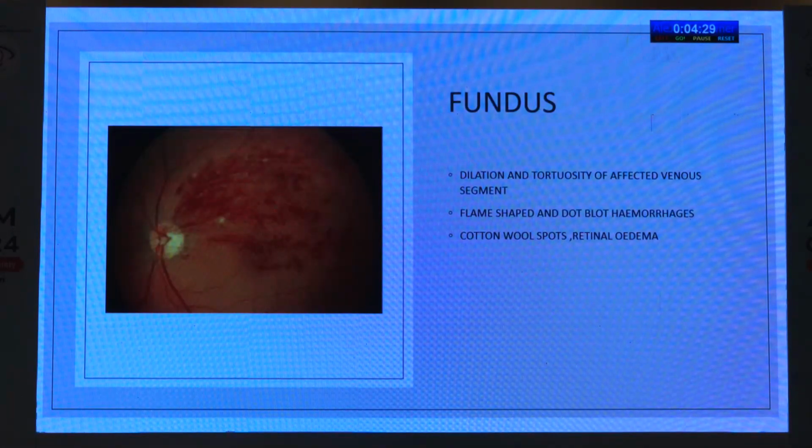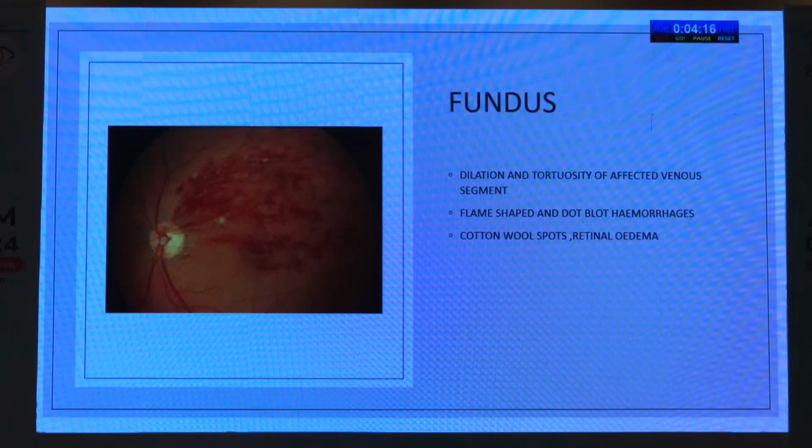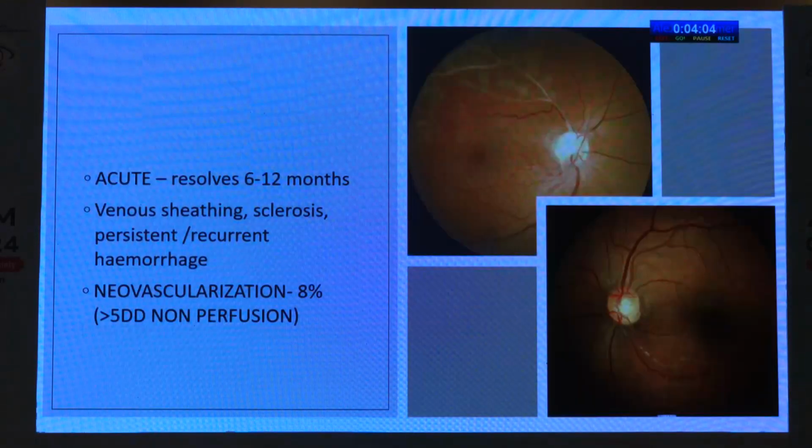So the fundus picture is typical, and the diagnosis is mainly made on seeing the fundus. Dilatation and tortuosity of the affected venous segments will be there. Flame-shaped hemorrhages may be there, also dot blot hemorrhages, a few cotton wool spots, and retinal edema can be present, more commonly in the superior branch vein occlusions where the fluid descends to the macula.